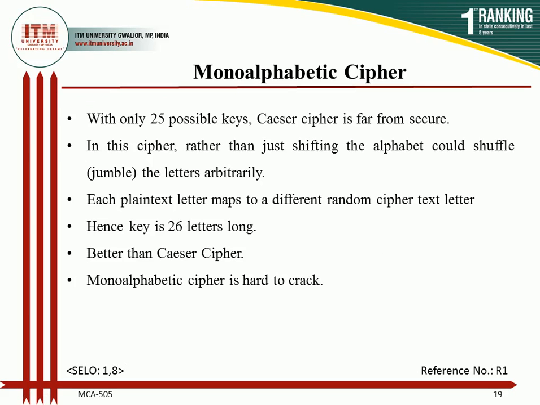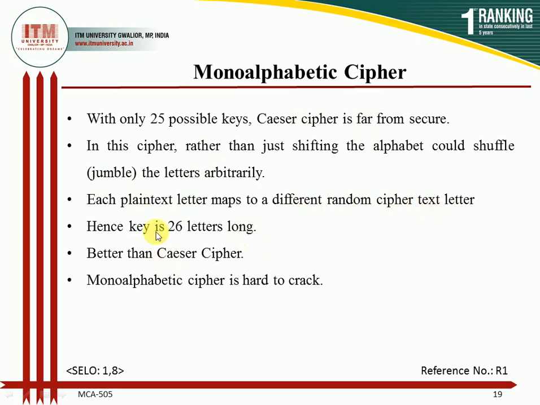But with the help of monoalphabetic cipher, rather than just shifting the alphabets, each plain text letter arbitrarily maps to a different random ciphertext letter. Here we use the term random. It means there is no fixed way to convert the plain text to the ciphertext by a key. We just convert the plain text to any random ciphertext.